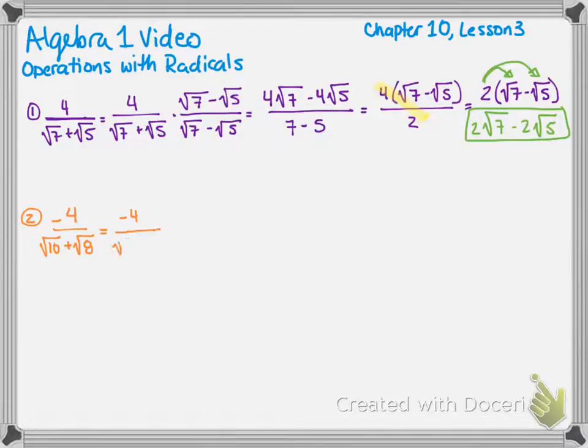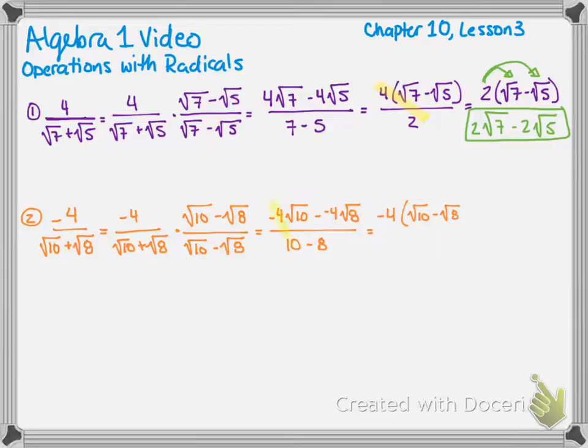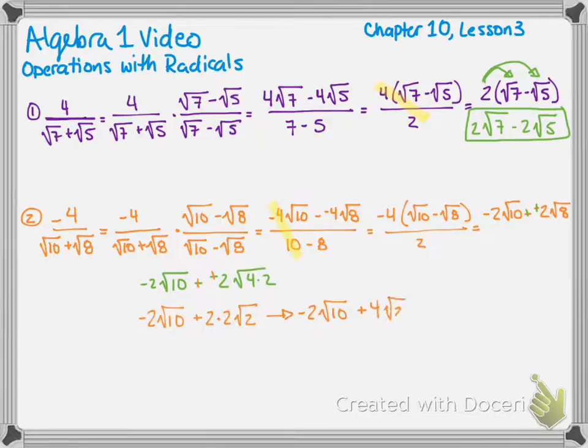Negative 4 over the square root of 10 plus the square root of 8. I'm going to multiply by the conjugate, and I'm going to get this and that. I'm going to simplify, right there, simplify. And then I'm going to end up with that. But I can simplify further because I can pull out a square root of 4, and that leaves me with that final answer there. So again, guys, it's a lot of work. It's a lot of boring work, but get over it.